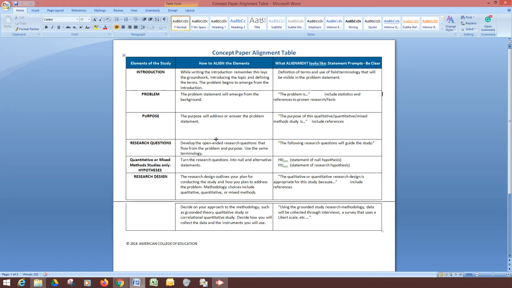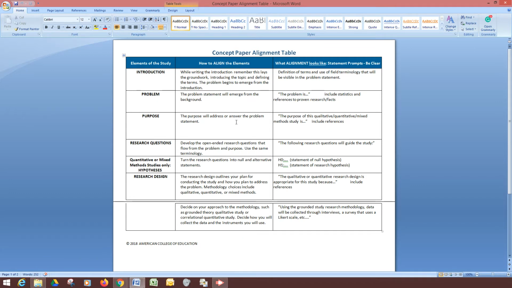And why this topic is really special to me is because when I was able to understand alignment is when I felt like I started making big steps towards getting my concept paper done and moving into the dissertation process. So what you'll see here, the big thing that I want to highlight are the problem, the purpose, and the research questions, because these are some of the most important things that have to be aligned. Your problem statement should emerge from the background, and it should be phrased as "the problem is...", and it needs to include statistics and references.